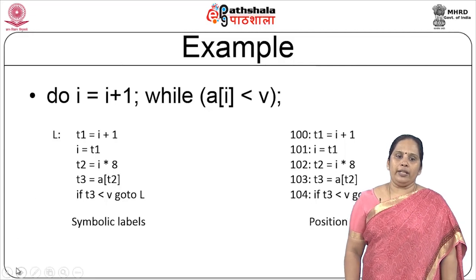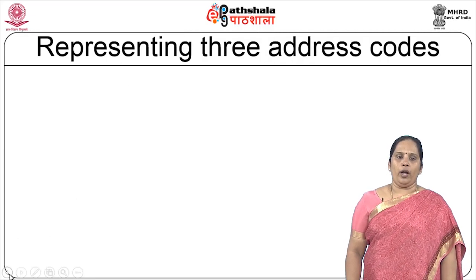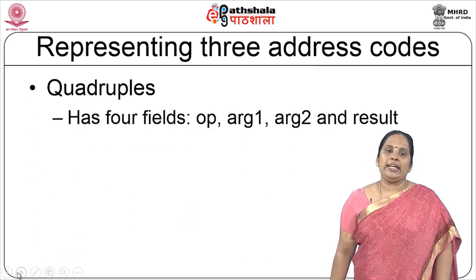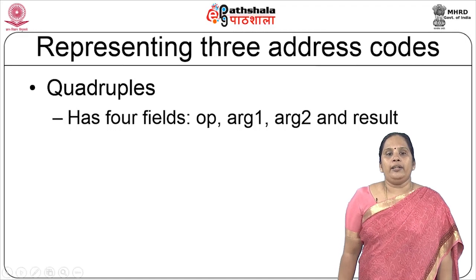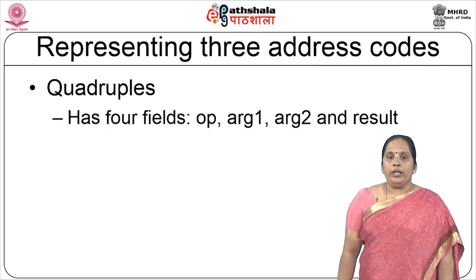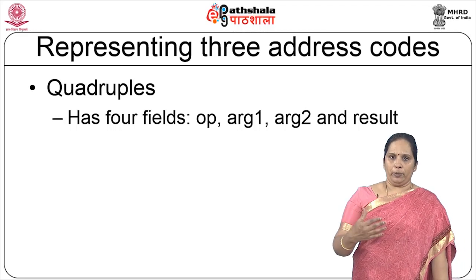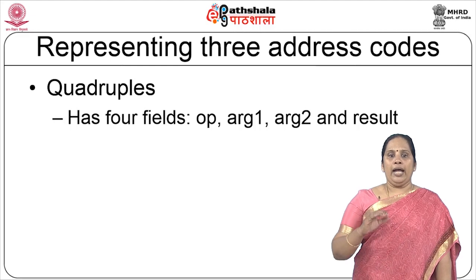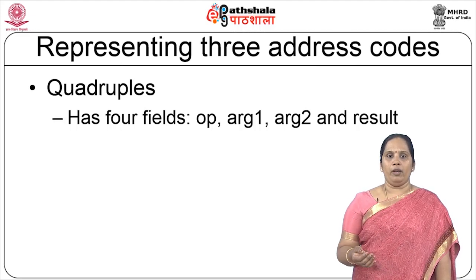So you have here three representations. One is called quadruples, another is called triples, and the third is called indirect triples. These are data structures which are used for representing your 3 address code and putting it in a particular format. So your input, which is a syntax tree, has now been converted to a 3 address code, and it is stored as a representation in the form of quadruples or triples or indirect triples.